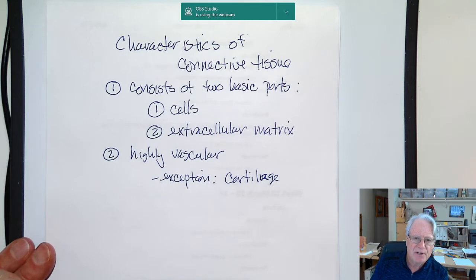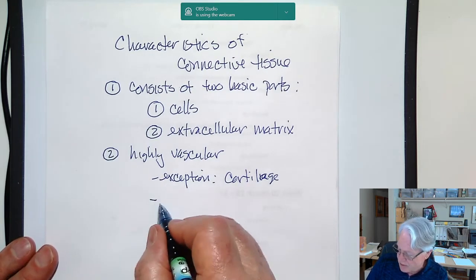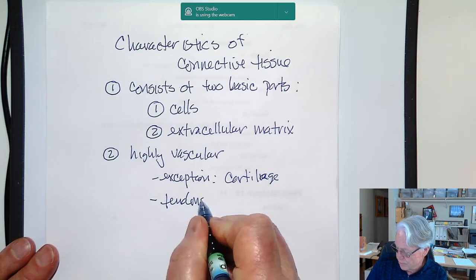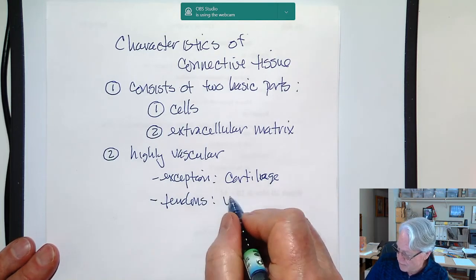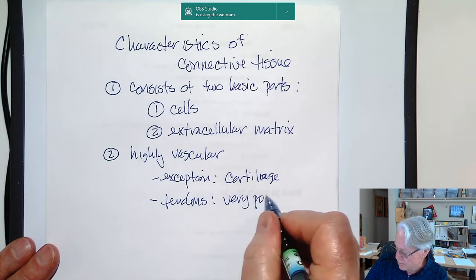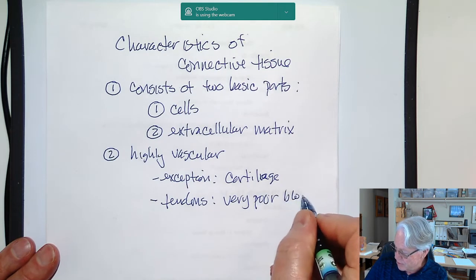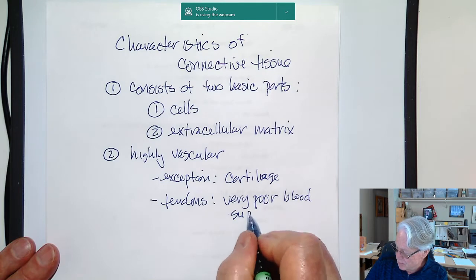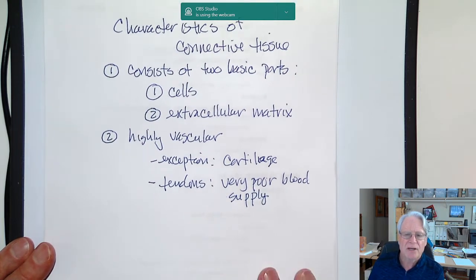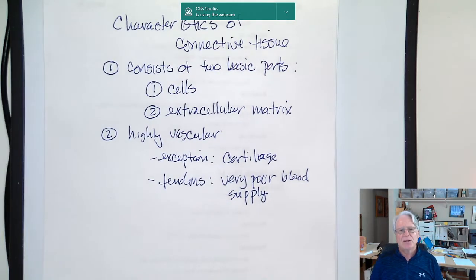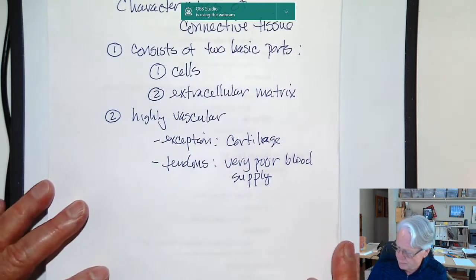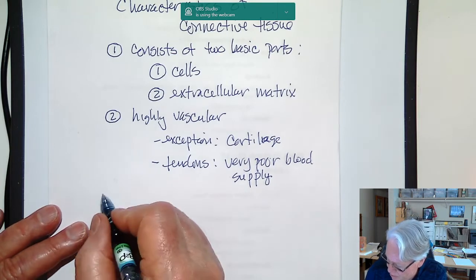Does not contain blood vessels within it. All the other types do. And we also have to take note that tendons have a very poor blood supply. So there are blood vessels within the tendons, but they're not very abundant, not like other types of connective tissue. So cartilage has none at all. Tendons has very little, or is not very vascular, I guess is a better way to put that.